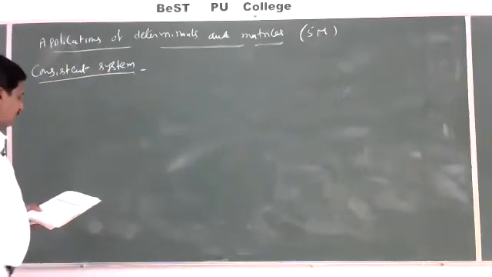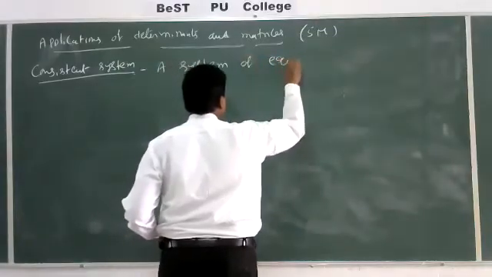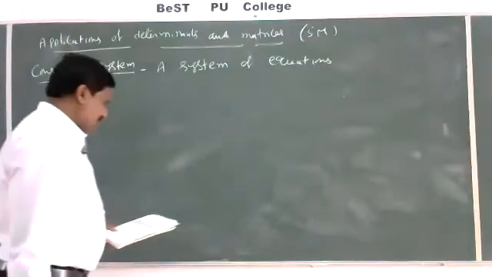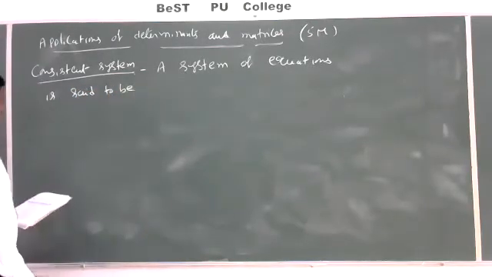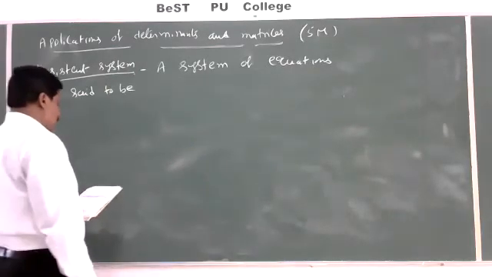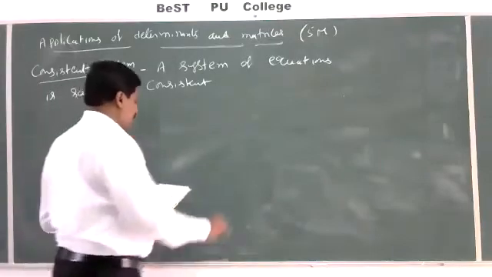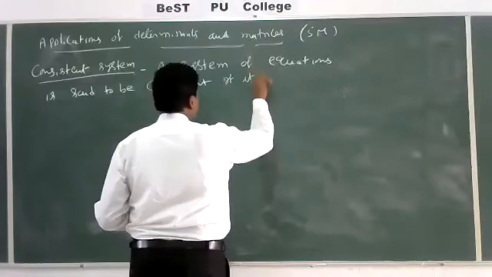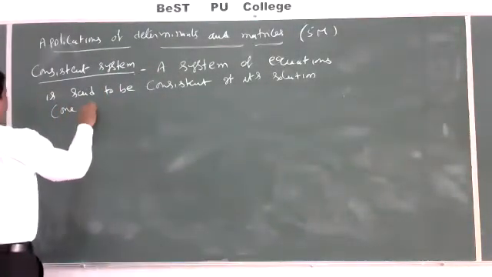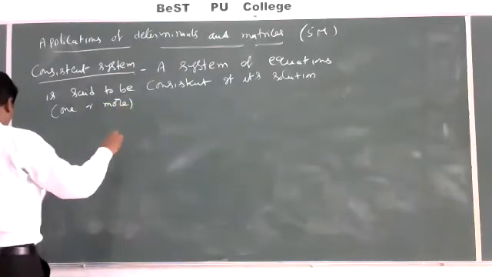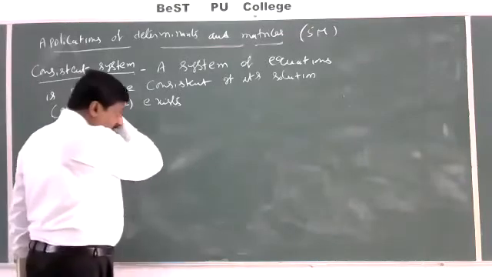First, consistent system. A system of equations is said to be consistent if its solution, one or more solutions, exist. The system has one solution or more solutions.